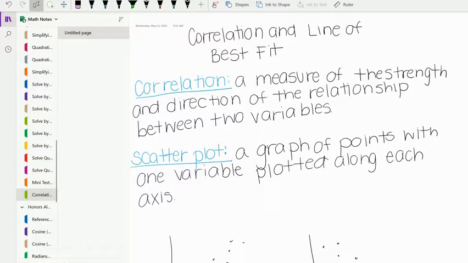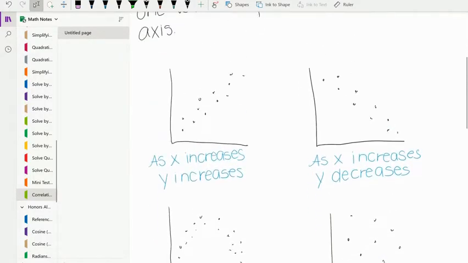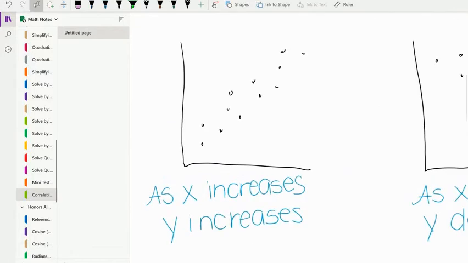And we measure correlation by looking at scatter plots. A scatter plot is a graph of the points with one variable plotted along each axis. So all of these are examples of scatter plots. We're going to go ahead and take a look at this first one. We can see that the data points are increasing, and it says as x increases, y increases.